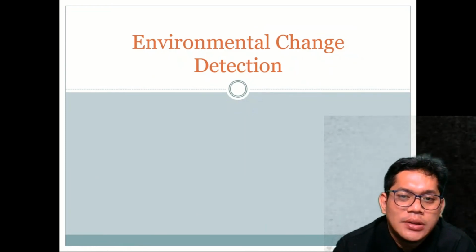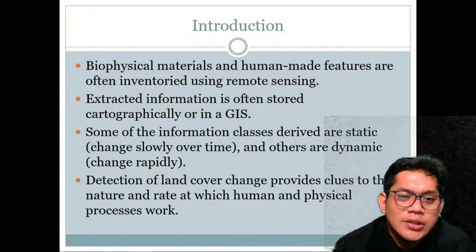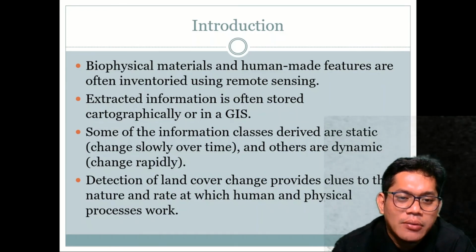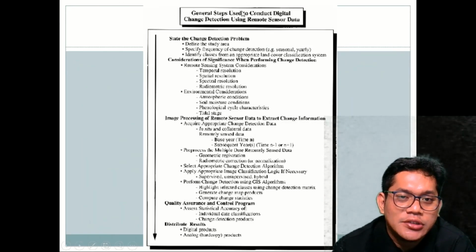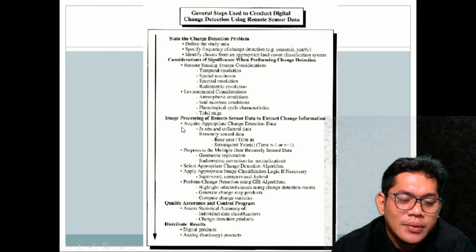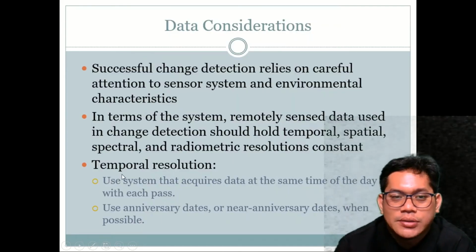Now we look into the environment change detections. So the biophysical materials and human-made features are often inventoried using remote sensing, and after that turned into GIS. Some information classes derived are static and dynamic. Detection of land cover changes provides clues to the nature and rate at which human and physical processes work. So these are the general steps used to conduct change detection using remote sensing data. We have what kind of study you want to do, consideration of the significance of the type of data, using the image processing, and having the results.